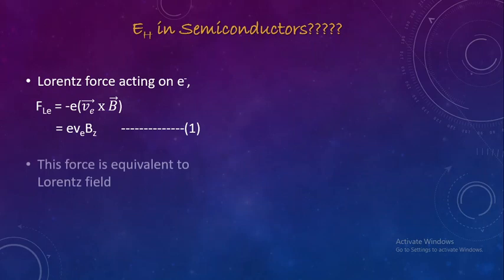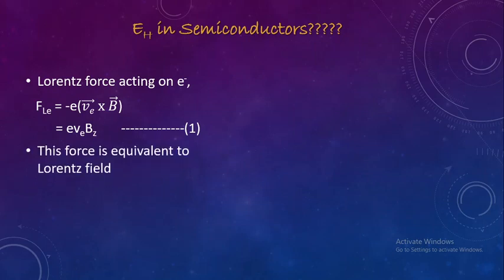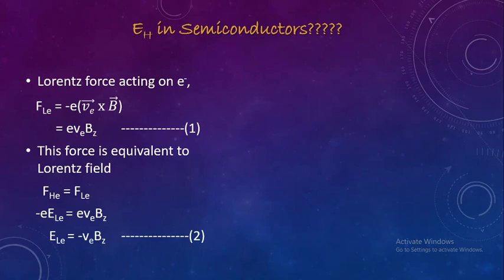And this force, again for the steady state, as you have considered in metals, the Hall force will be equal to the Lorentz force. So we can take F_HE equals F_LE. First, it will be minus e into E_LE, that is the Hall force which is acting on the electron. It will be equal to the Lorentz force acting on the electron, which is the steady state solution. Again e and e will get cancelled out. Finally we get E_LE, which is acting on the electron, as minus v_e into B_z. Let us call it equation number 2.